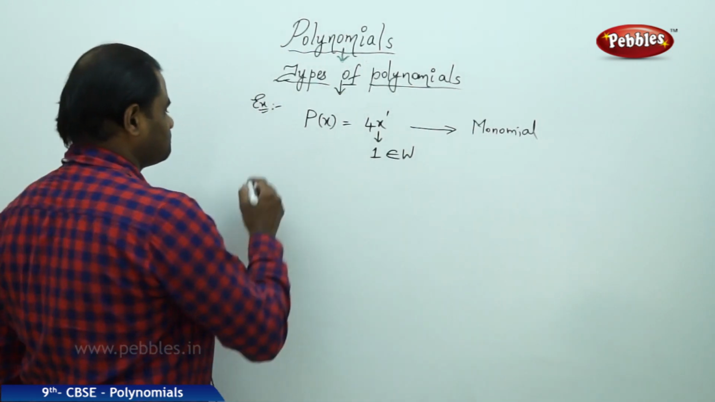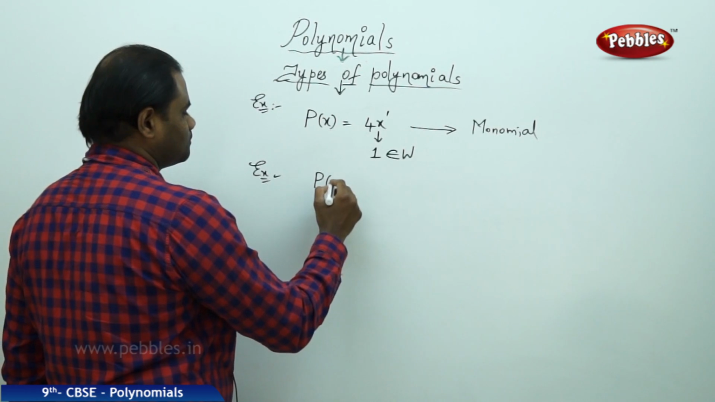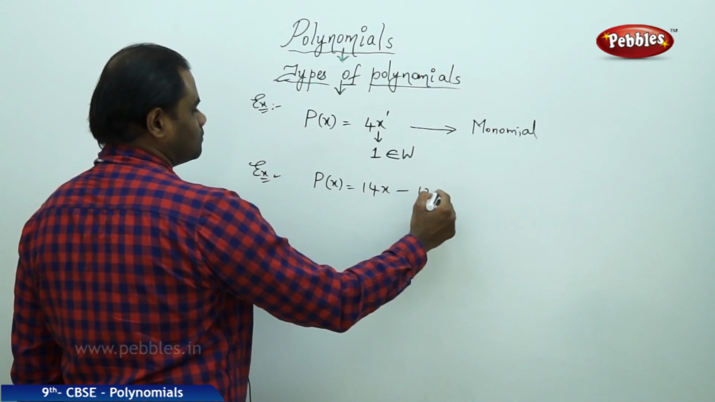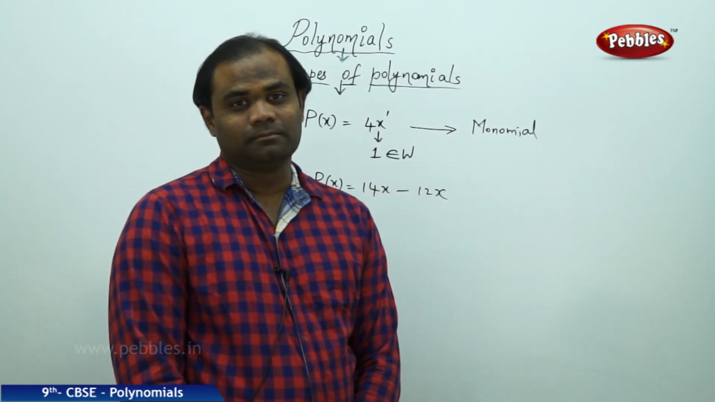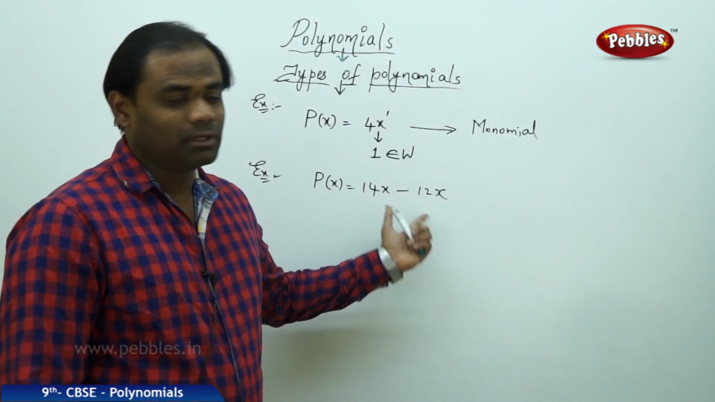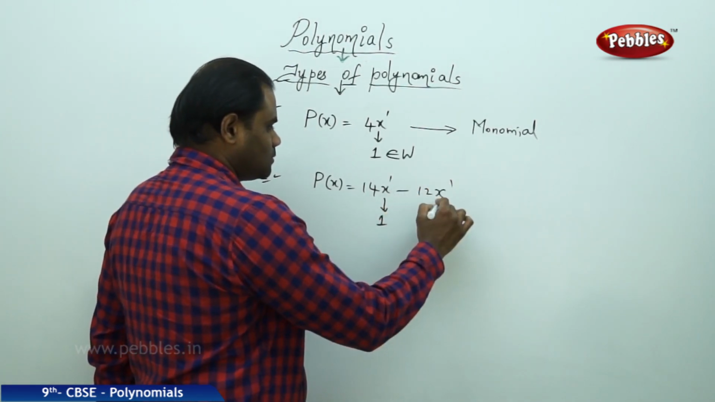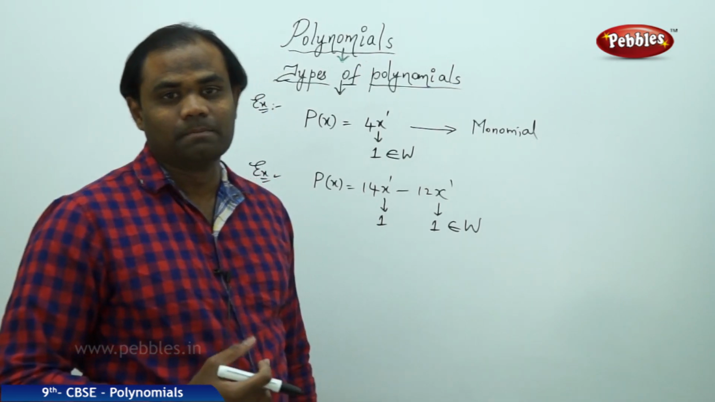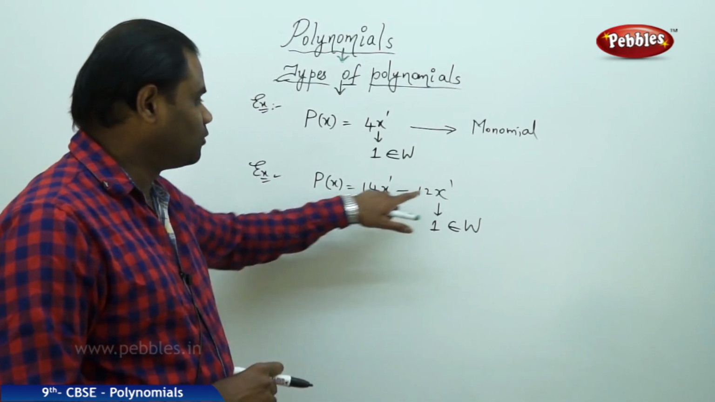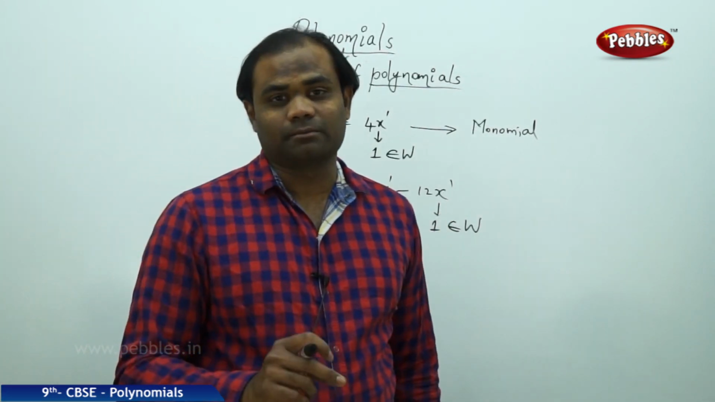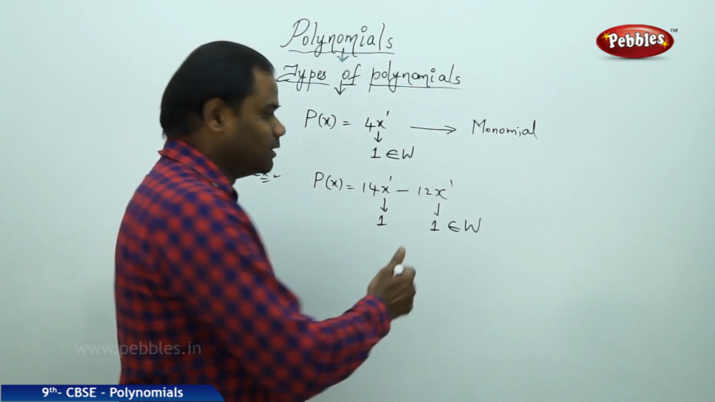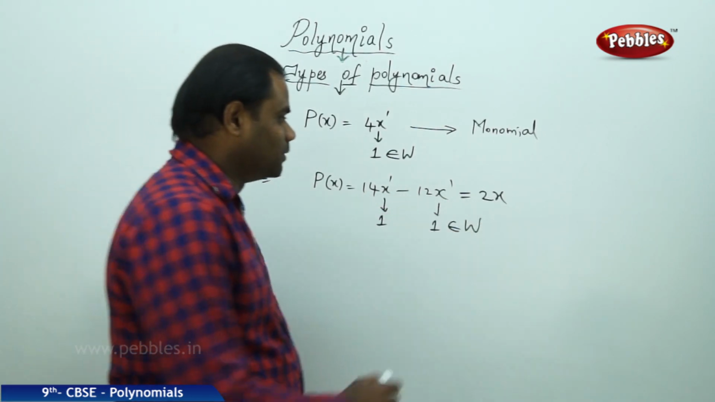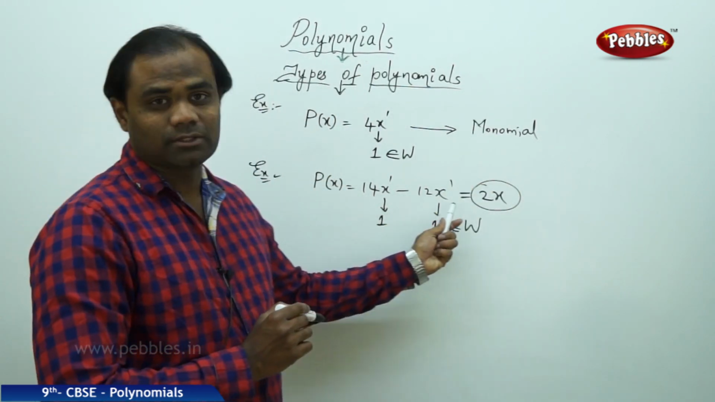Let's take one more example. How many terms out here? There are two terms. But is this a polynomial? Yes, of course. The power of x is 1. Each 1 belongs to whole numbers. Therefore, this given expression in the given example problem is a polynomial. But this is not a polynomial of two terms because this can be further simplified, like 14x minus 12x, which can be further simplified to get 2x. So we need to simplify this further to get the most simplified form. And the most simplified form of the given problem 14x minus 12x is 2x.